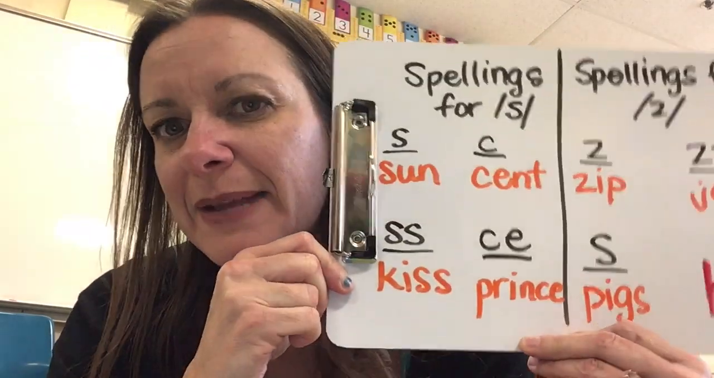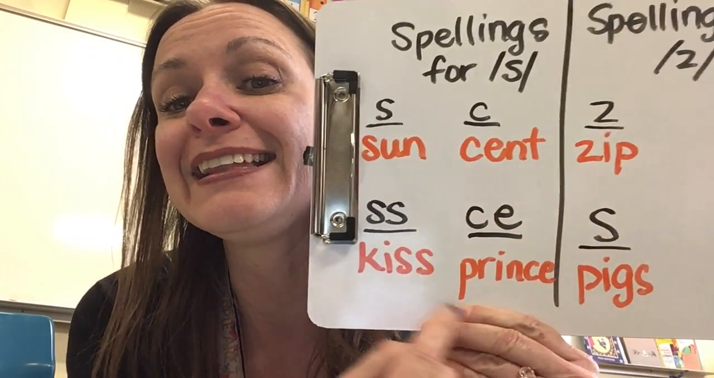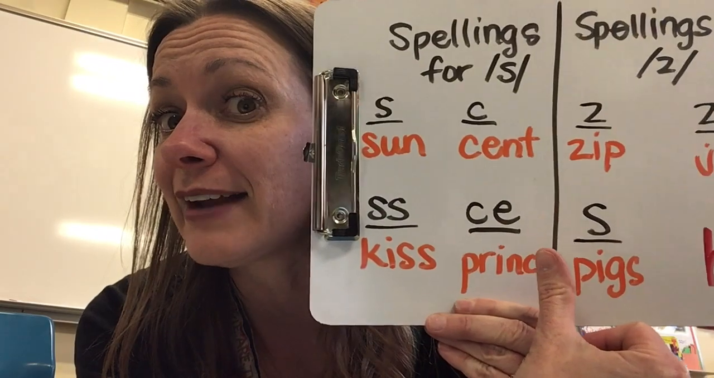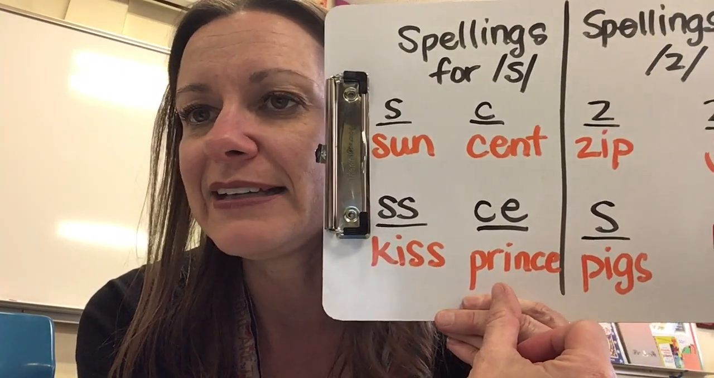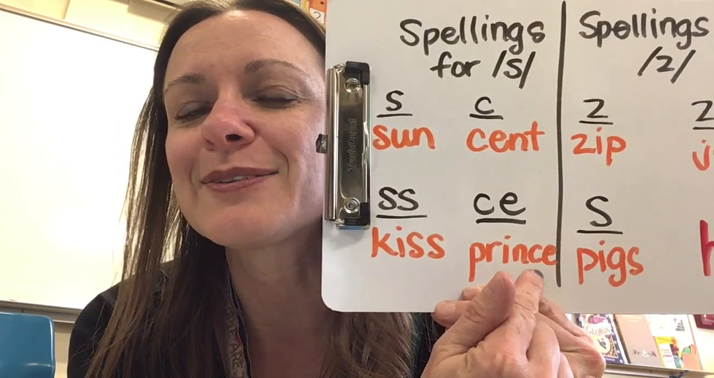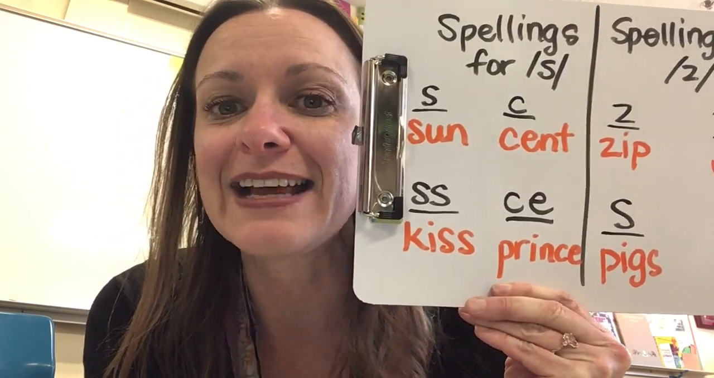Oh, gross, Miss Darcy. And we have the CE that makes the s sound, like in prince, because that E is not magic, is it? It's not making the I say its name. It's not prince, that's just weird. It's prince. So the CE is making the s sound.